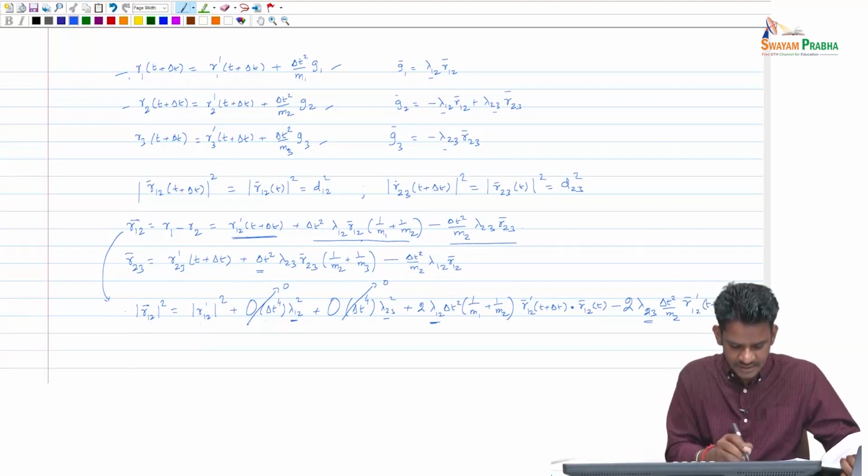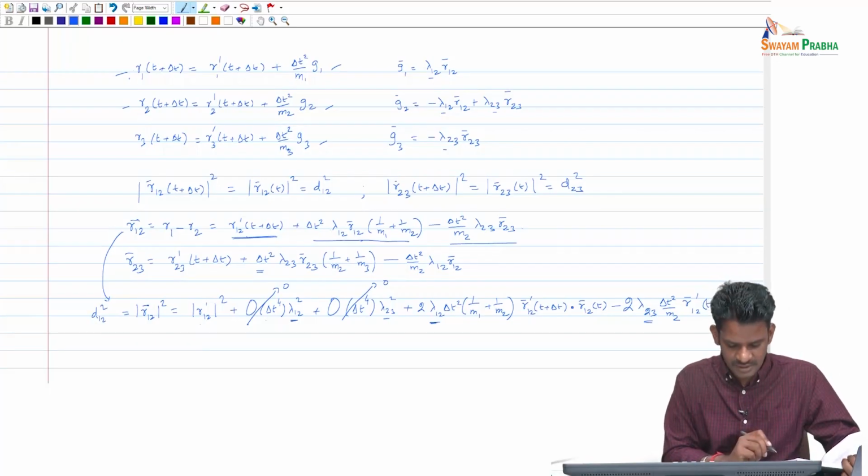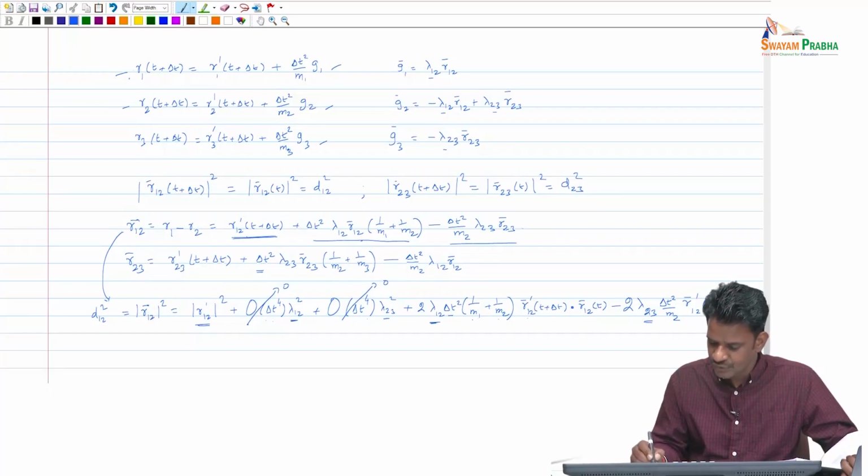So, on the left hand side, this should be equal to d12 square. That is a constraint we want to impose. And then if you look at the right hand side, we know this, because this can be calculated without the constraint force, and then we are ignoring these 2 terms, and here delta t is known, m1 m2 is known. We also know the unconstrained R12 prime, and we also know at the current time t what R12 is. Okay. And similarly, the only unknowns in this equation are lambda 12 and lambda 23. All the other terms in these equations are known.